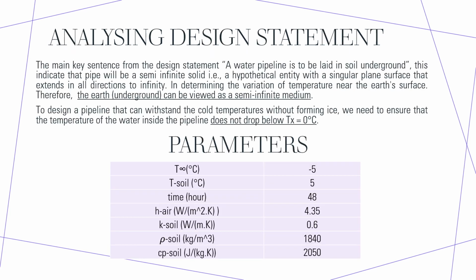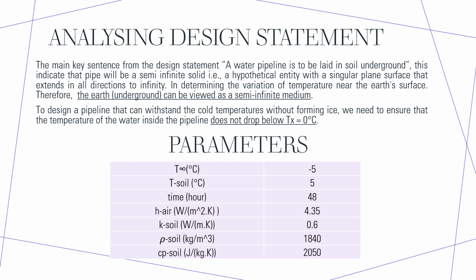For this type of question, it is very important to analyze the design statement. The main key sentence from the design statement is a water pipeline to be laid in soil underground. This indicates that the earth is a semi-infinite solid, which is a hypothetical entity with a singular plane surface that extends in all directions to infinity, used in determining the variation of temperature near the Earth's surface. Therefore, we can see that the Earth can be viewed as a semi-infinite medium since the pipe will be underneath it.